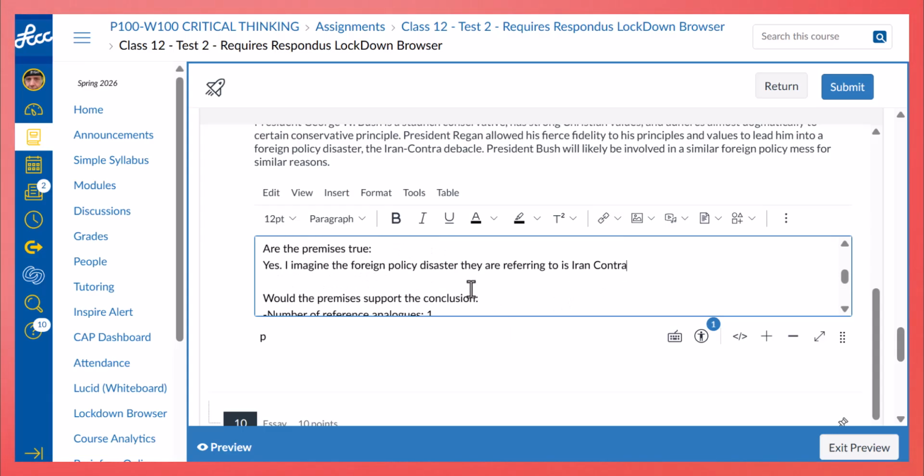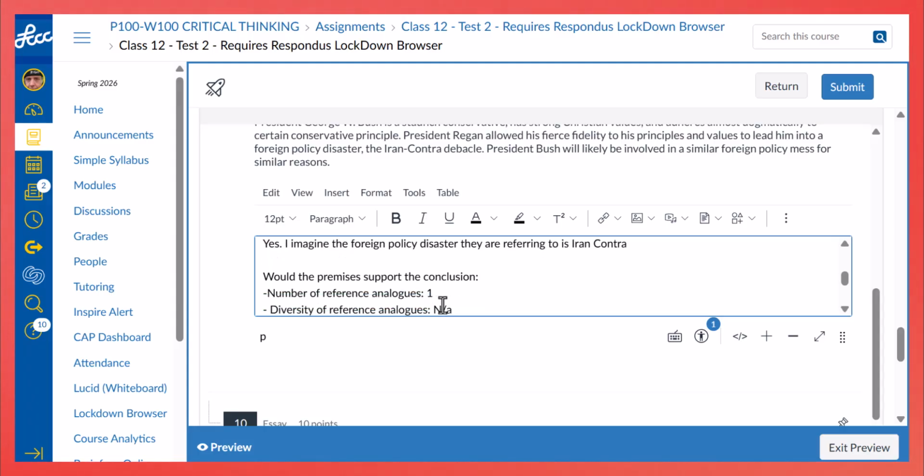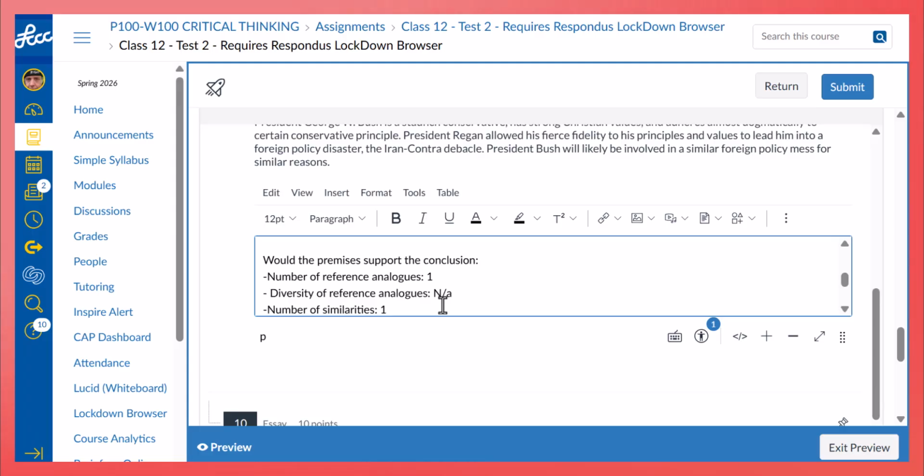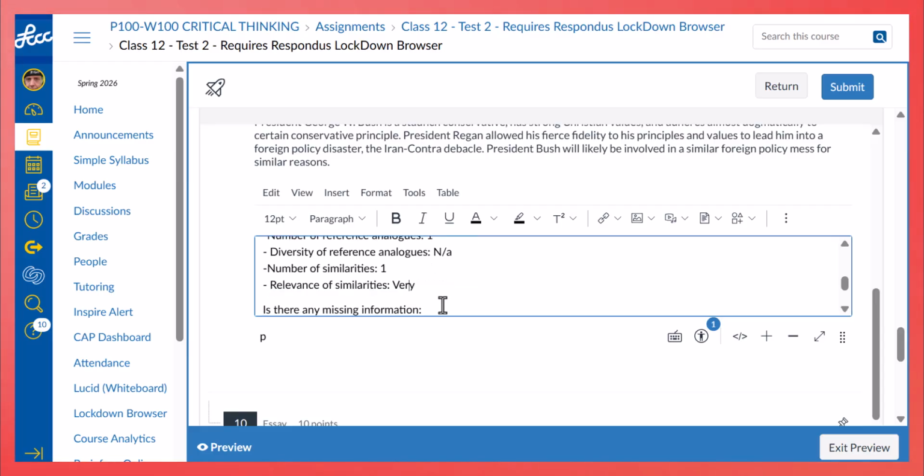Again, we've got one reference analog and one similarity. In this case, though, I'm not sure about the relevance of the similarity, honestly. There we go. Relevance of similarity: not very. That is to say, Reagan's religious beliefs were not a factor in his foreign policy disasters.